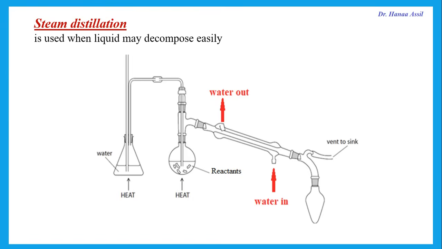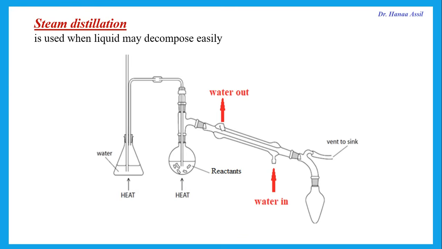When do we use steam distillation? This is when I'm trying to heat a liquid, but I don't want to heat it strongly because the liquid decomposes easily. So if we're trying to heat reactants that decompose easily, I could do that by steam distillation. So I heat the flask on the left that contains water. The steam goes into the flask containing the reactants. This helps to get it to evaporate quickly without being heated strongly.